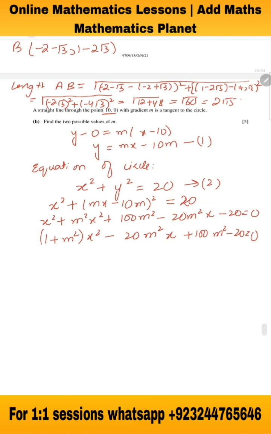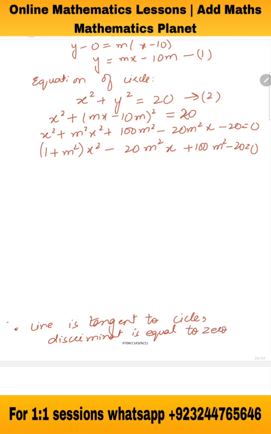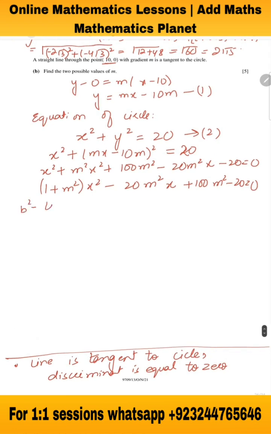So the line is tangent to the circle. So if the line is tangent to the circle, the discriminant will always be equal to 0. I'm writing this point over here. Okay. So if discriminant is equal to 0, then we can write b square minus 4ac, which is equal to 0. So what is b? B is minus 20 m square minus 4.